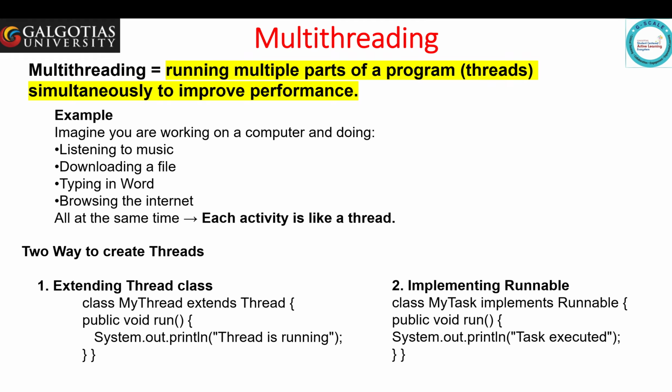In Java, there are two main ways to create threads. The first way is by extending the Thread class and overriding the run method. The second way is by implementing the Runnable interface and providing the implementation of the run method. Both approaches allow us to define what task a thread will execute.